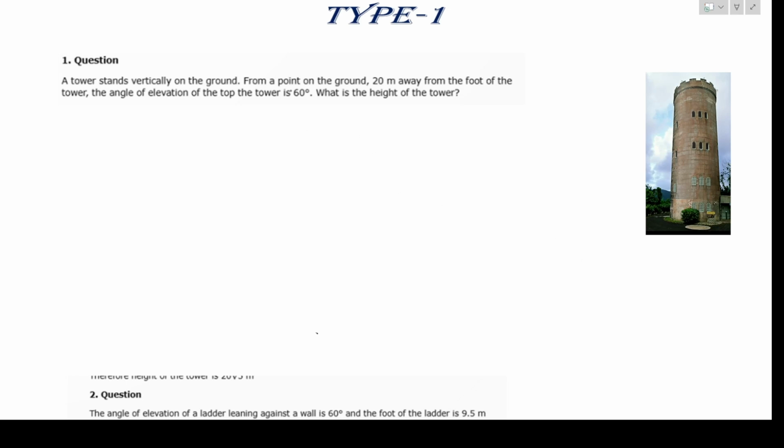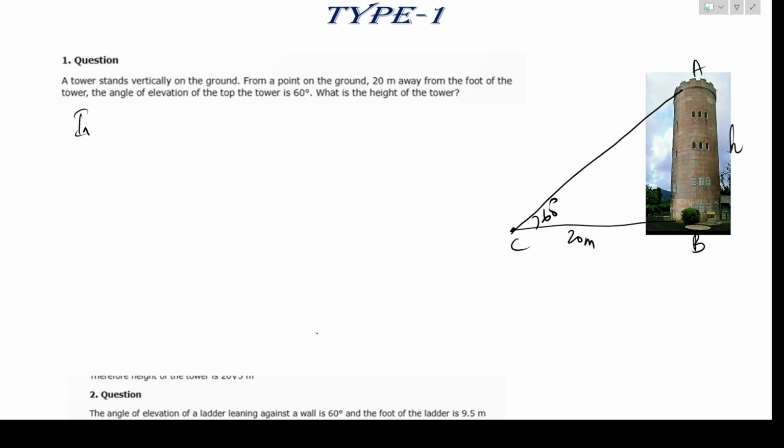Now, look at this picture of a tower. From a point on the ground 20 meters away from the foot of the tower, let us take the tower as AB. The angle of elevation from the point C is given as 60 degrees to the top of the tower. Let us find out the height of the tower. Let it be equal to h.